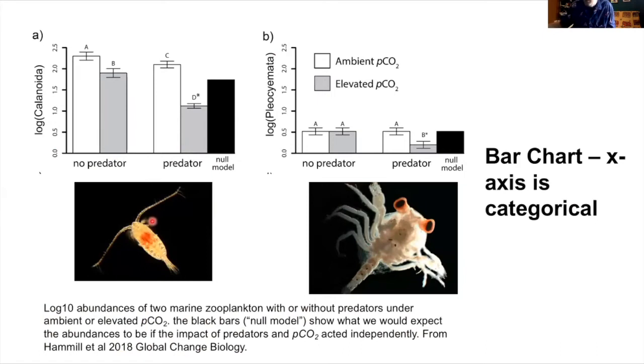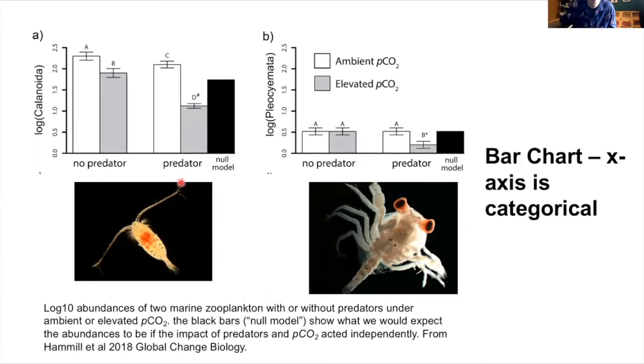So let's go through our various steps. What type of graph is it? Well, first of all, we've got a categorical x-axis. Predator or no predator is categorical. It's either predators there or it isn't. So we've definitely got a bar chart because we've got a categorical x-axis.